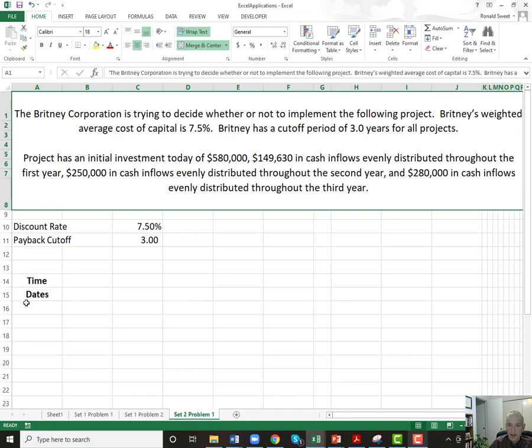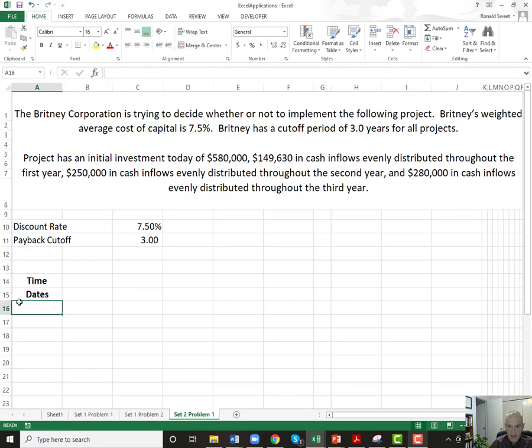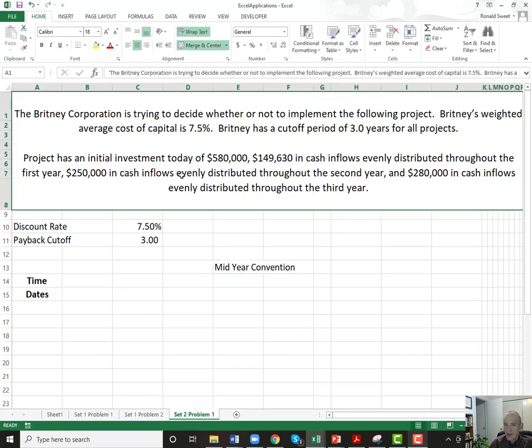All right, so our dates. What we're going to do with the dates, this is really important. We're going to use something called the mid-year convention. And you'll understand that when we get into the notes. So right now, just trust me. What that says is she's got some cash flows going on here. But you notice the cash flows don't happen right at the end of the year. They're evenly distributed throughout the year.